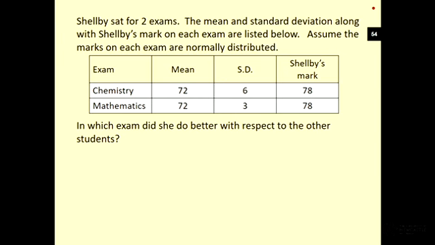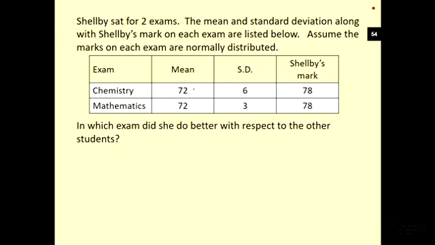Now, it could seem like a weird question because the class got 72 on average in chemistry. The class got 72 on average in maths. Shelby got 78 in chemistry. Shelby got 78 in maths. So on the surface it seems like she did equally fantastic on both. She got 6 marks above the mean in both classes. Identical performance. But if you look at the standard deviation of the classes, what did she really achieve here?